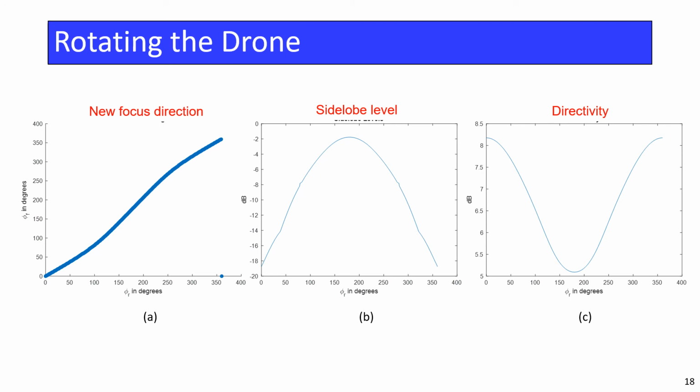However, the side lobe level rises to undesired values for large rotation angles, as seen in plot B. There is also a similar degradation of the pattern's directivity, as seen on plot C. This result suggests that we can afford rotating the drone by about plus or minus 30 degrees with no significant drop in the pattern quality.